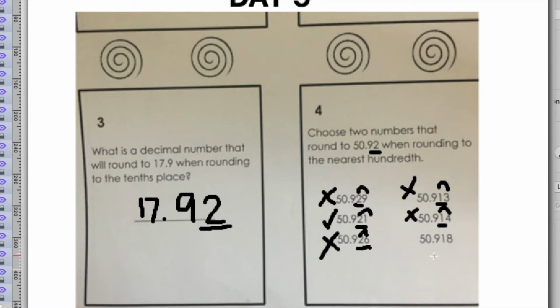And finally, let's find our hundredths place. Let's look next door. That 8 tells our 1 to round up. So when we round this to the nearest hundredth, we get 50 and 92 hundredths. So that is our second correct answer.